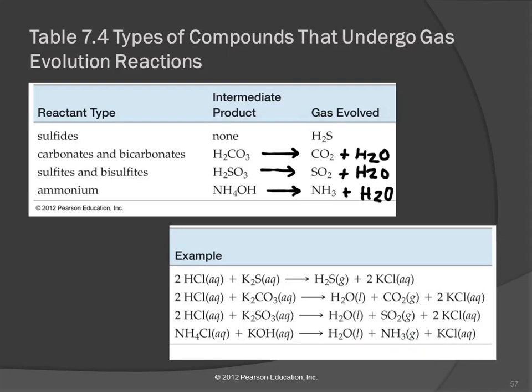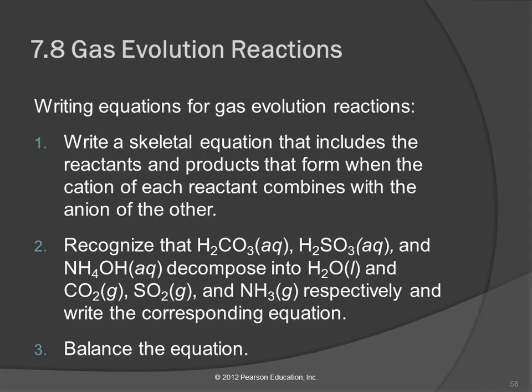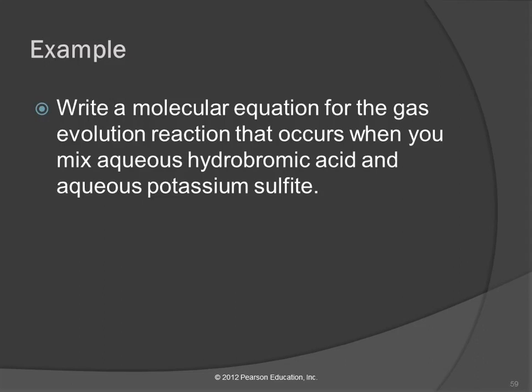The gas evolution reaction thing is not a big deal. It's a little deal. But we can write equations for these. The first thing you do is you write just a skeletal equation listing the reactants and products that form. Again, we're just swapping ions. But then what you're looking for is in your product, if you have carbonic acid, sulfurous acid, or ammonium hydroxide, you should remember, oh, those decompose into a molecule of water and what's left as a gas. And then you balance the equation. So we'll do an example of that.